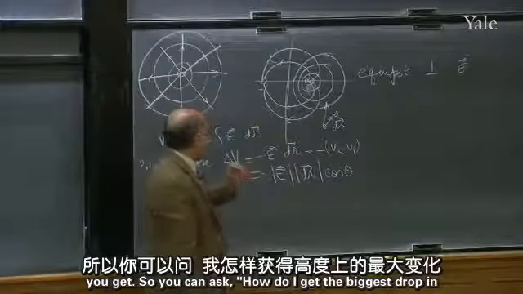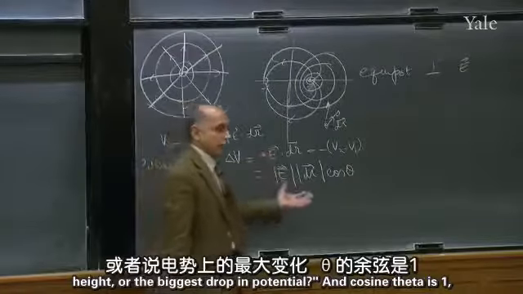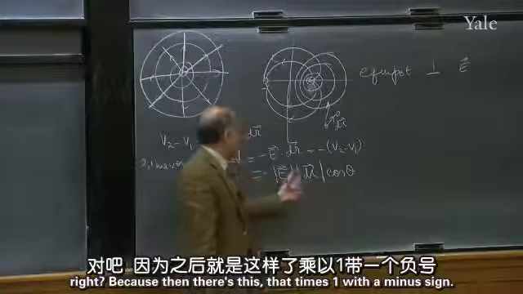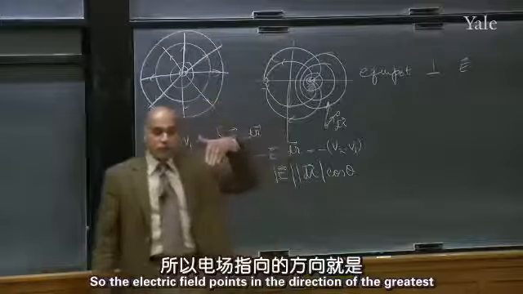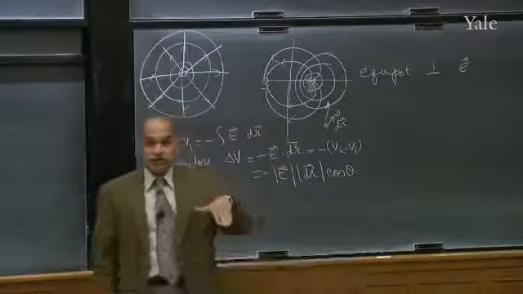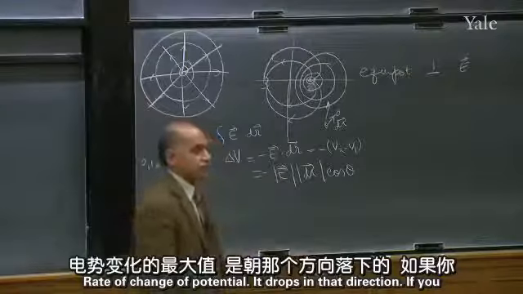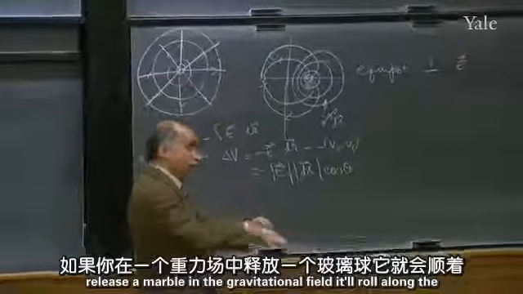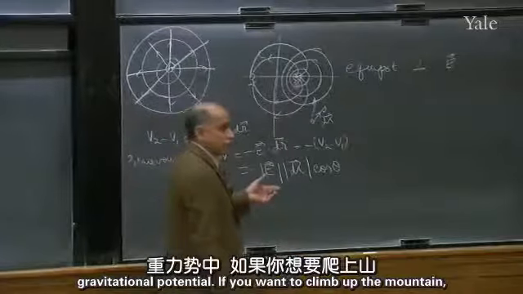So you can ask, how do I get the biggest drop in height, or the biggest drop in potential? When cosine theta is 1, right? Because then it's this, that, times 1 with a minus sign. So the electric field points in the direction of the greatest rate of change of potential. It drops in that direction. If you release a marble in a gravitational field, it'll roll along the gravitational field, which is obtained the same way from the gravitational potential.